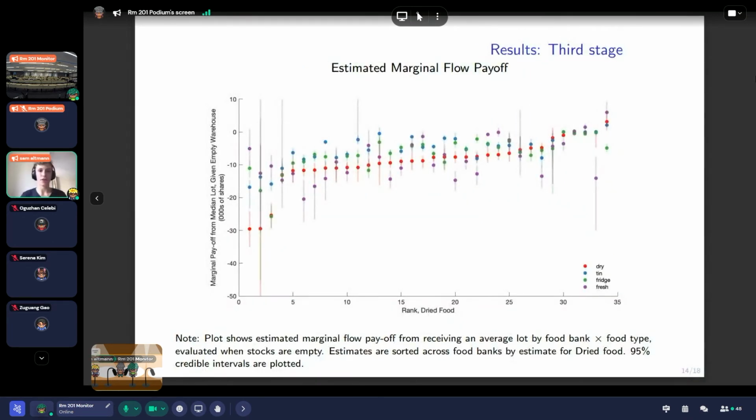Likewise, here we have the estimated marginal flow payoff function. This is negative, so on average it costs food banks to hold food, just evidence of storage costs. Again, heterogeneity both across food banks and within food banks across different types of food.